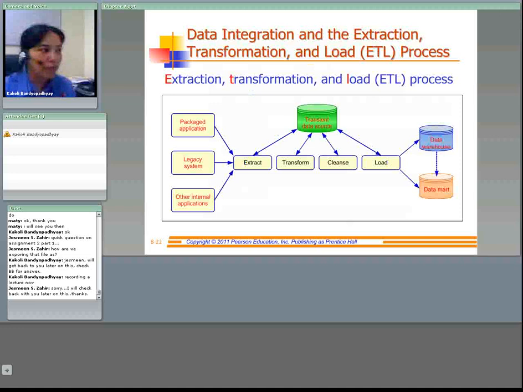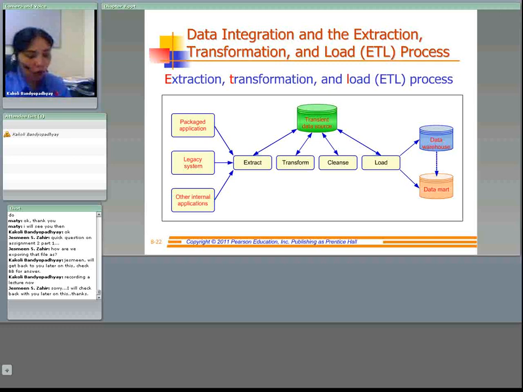ETL is the process through which data are loaded into the data warehouse. So extraction, as you have seen, is selecting data from one or more sources like operational systems, point of sale terminals, legacy systems, ERP, and reading the selected data.